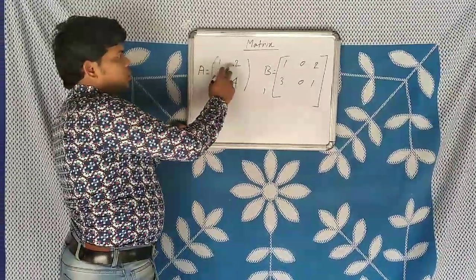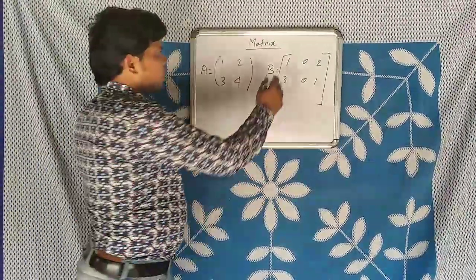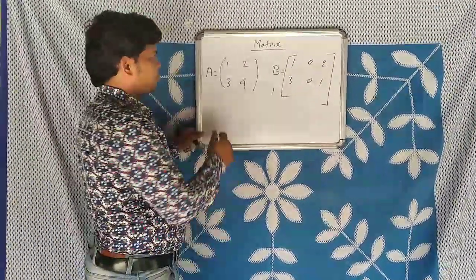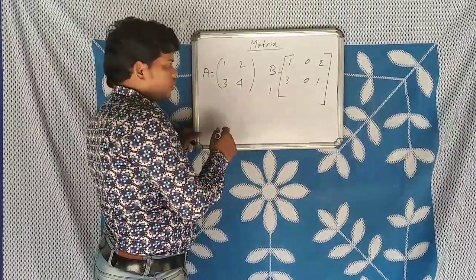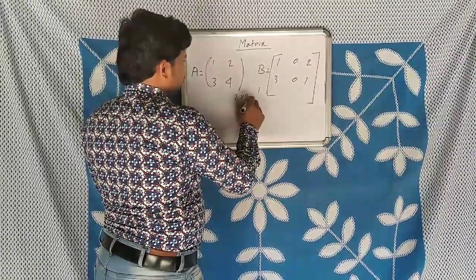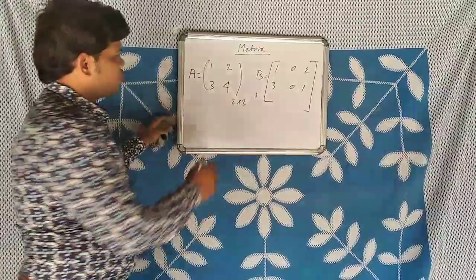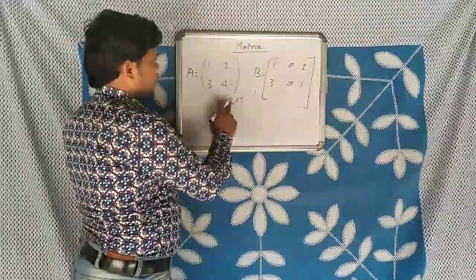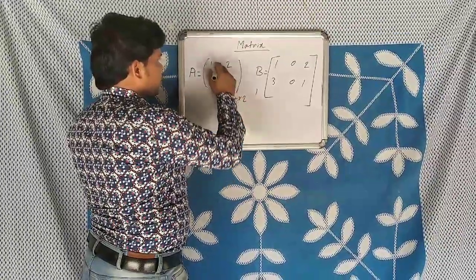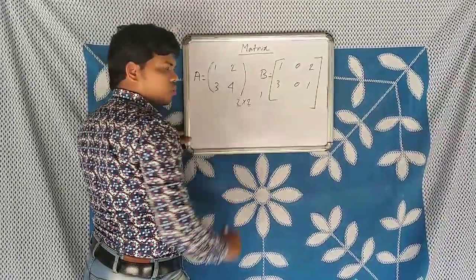See here, 1, 2, 3, 4 are the elements of the matrix. 1, 0, 2, 3, 0, 1 are the elements of this matrix. And what is the order of this matrix? Order of this matrix is 2 cross 2. Why 2 cross 2? The first 2 is the number of rows. First row, second row. Here the number of rows is 2, that is why this 2. Here the number of columns is 2, that is why this 2. So the order of this matrix will be 2 cross 2.